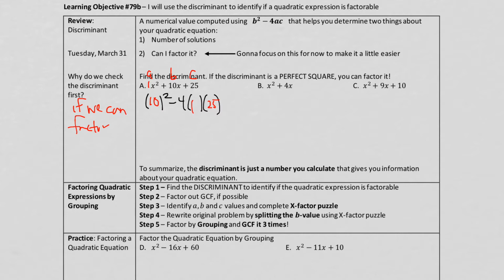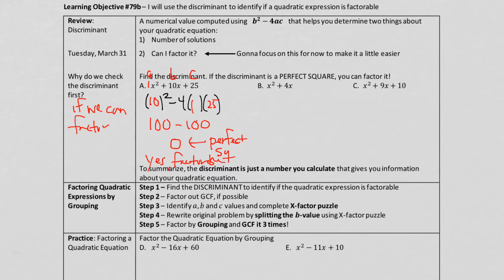Now with the calculator, you can compute this out and get that 10 squared is 100. And then negative 4 times 1 is negative 4, times 25 more is negative 100. And so to finish the discriminant, 100 minus 100 is equal to 0. And because 0 is a perfect square of 0 times 0, since the result of my discriminant is a perfect square, then I know, yes, this quadratic is factorable. So that's what I care about for today in regards to the discriminant, that I can identify this result.